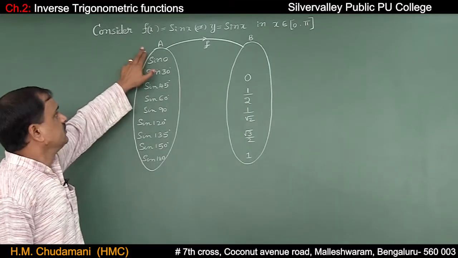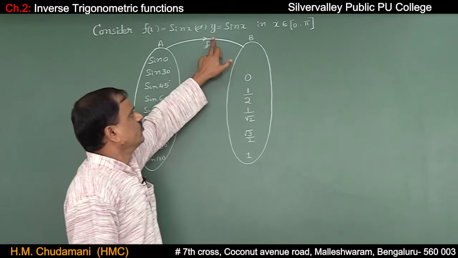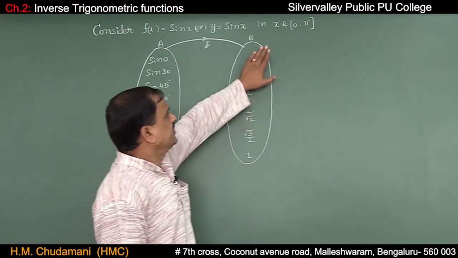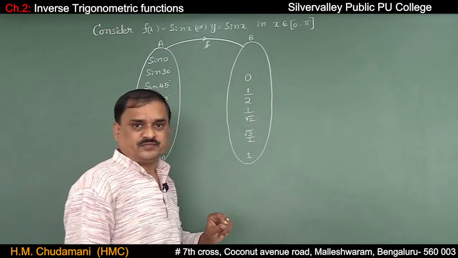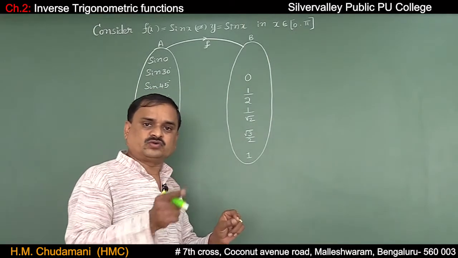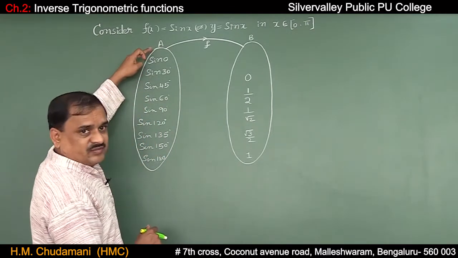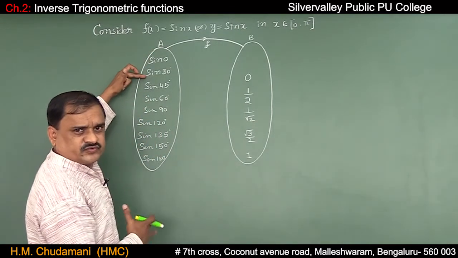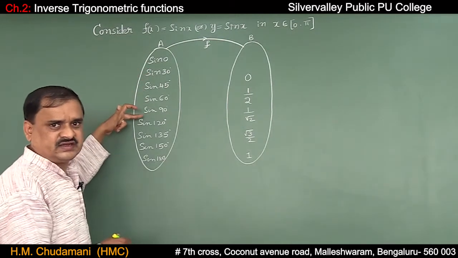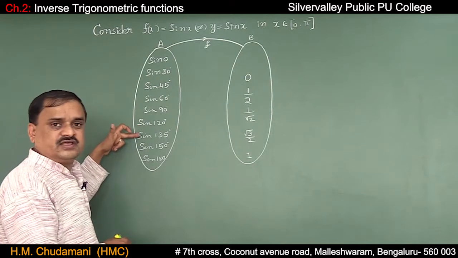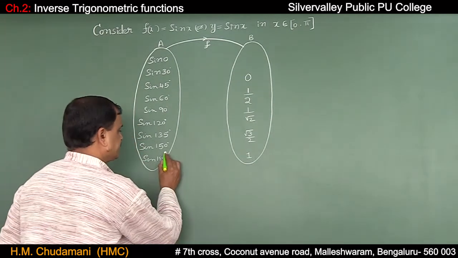Consider a function f of x is equal to sin x. f of x is nothing but y, y is equal to sin x, in the interval x belongs to the closed interval 0 comma pi. 0 comma pi means first quadrant and second quadrant, right? So A can be sine 0 degree. I'll take a few standard angles: sine 30, sine 45, sine 60, sine 90, sine 120, 135, 150 and 180 degrees.